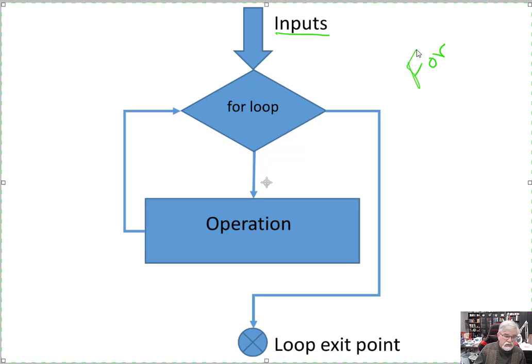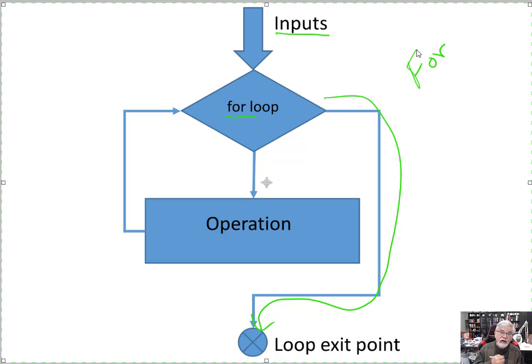We have our inputs. Those could be things such as A equals 5. So whatever that input is, we have a set of inputs. We hit a loop. In this case, again, it's a for loop. There is also a while loop, but right now we're going to talk about the for loop. And what we do here is say, have you reached the maximum number of times through this loop? If you have, then we're going to follow this path and exit the loop.